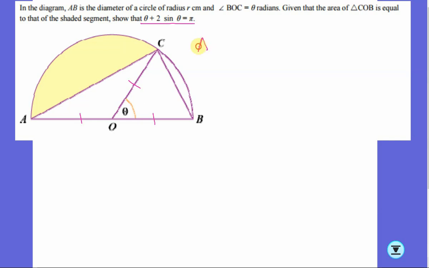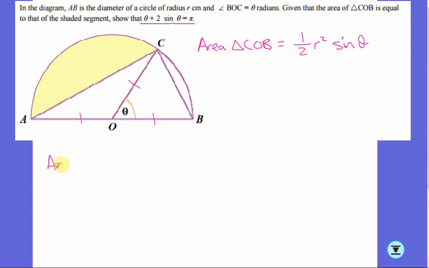So let's write area of triangle COB. Well, we know that is equal to half r squared sine theta. Now, we can't actually do anything because we've got no values at all. Oh, we can, because theta is theta. So, right, that's it. It's finished. That wasn't too exciting. So let's focus now on the shaded segment here.